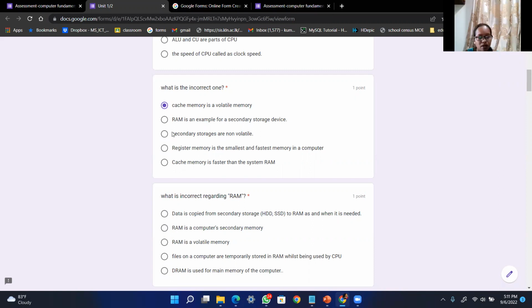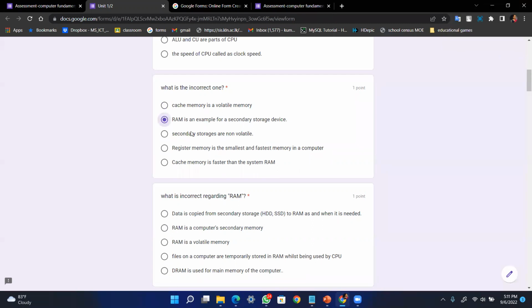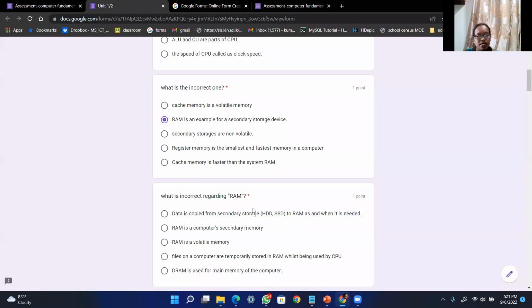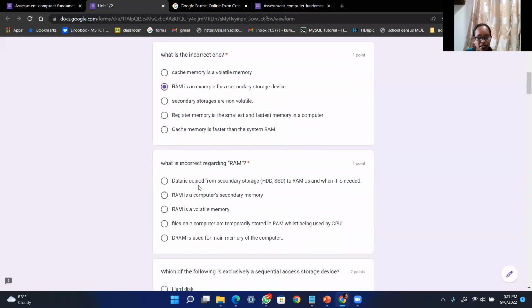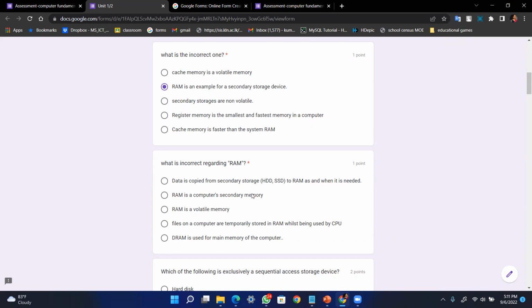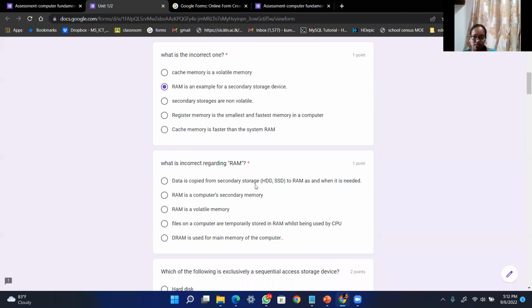RAM is an example of a secondary storage device, the second one. What is incorrect regarding RAM? Data is copied from secondary storage to RAM as and when it is needed. Is that correct? Yes, teacher. Yes, from the secondary storages, in order to be accessed by the CPU, those data definitely should be copied into the RAM. Otherwise, the CPU can't directly access the data that is in the secondary storage devices.